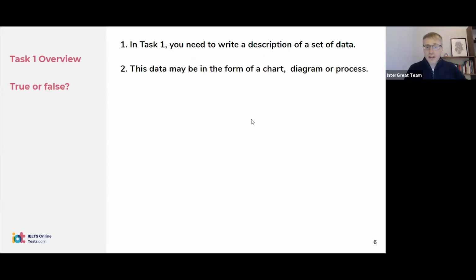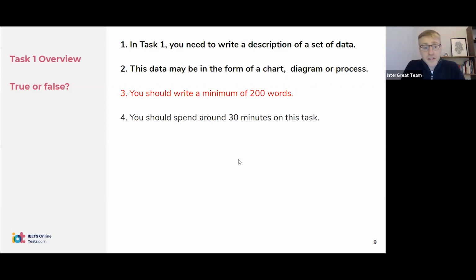For number 3, you should write a minimum of 200 words. We'll look at the chart in a moment, Ali, don't worry. Okay, good. So what's the correct answer? I saw it flash by there, Iona. 150 words, minimum. Okay, minimum word count. Very good. And you should spend around 30 minutes on task one.